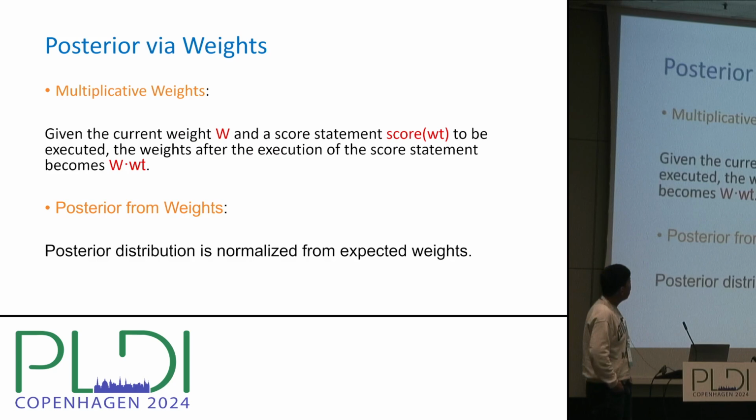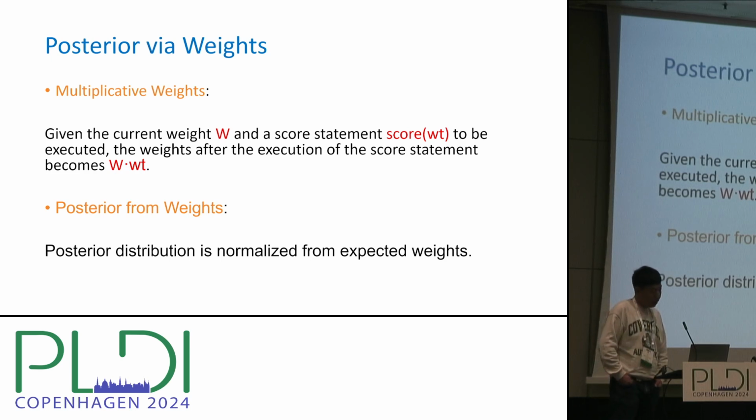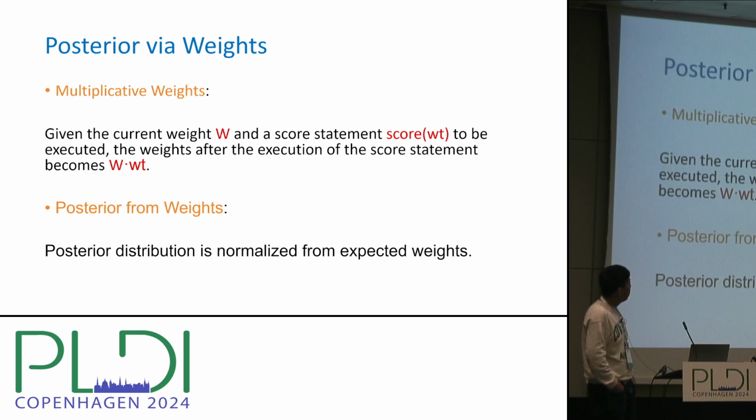Here I would also like to remark that we have a somewhat non-classical setting for our posterior inference problem, because we introduce weights, and the weights are multiplicative. This means that if we have a weight statement like score(w), then we multiply this value w to the current cumulative weight to obtain the new weight. So weights are multiplicative, and we also define the posterior distribution from the weights above.